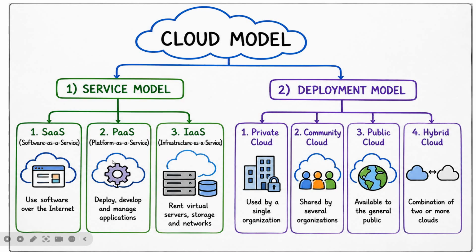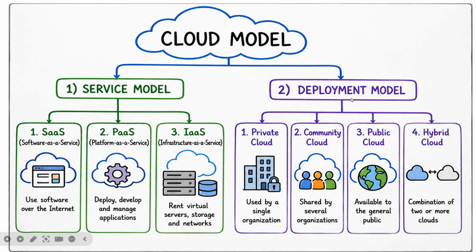Then platform as a service provides a platform for developers to build, test and deploy applications, and it also includes tools, libraries and an operating environment. Examples for this are Google App Engine and Microsoft Azure. Then comes IaaS, infrastructure as a service, which provides basic computing resources like virtual machines, storage and networking. Here users have control over the operating system and the applications but not the hardware. Examples include Amazon Web Services and Microsoft Azure.